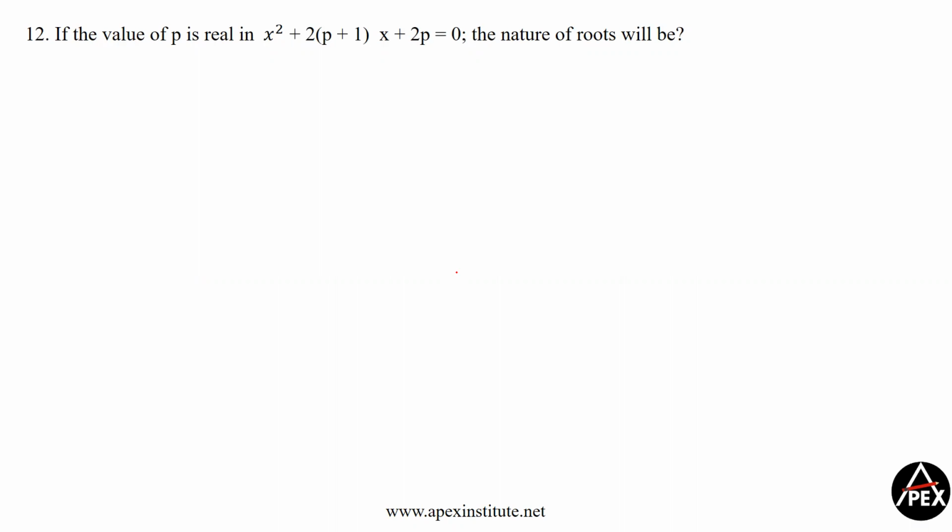Now coming to the next question. If the value of p is real in x square plus 2 into p plus 1 x plus 2p is equal to 0, the nature of roots will be. Whenever you're asked a question about the nature of roots, the first thing that should strike your mind is discriminant. We can determine the nature of roots by using discriminant only. So compare this with ax square plus bx plus c is equal to 0. The value of b here is 2 into p plus 1.